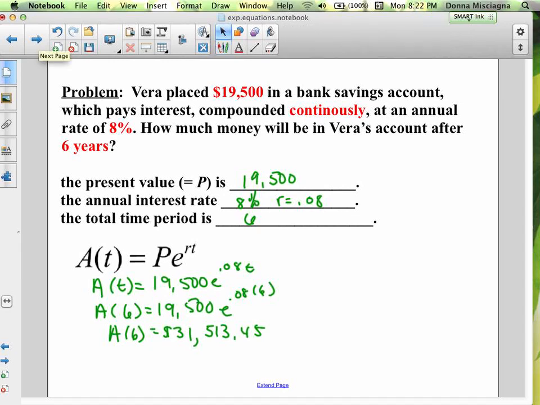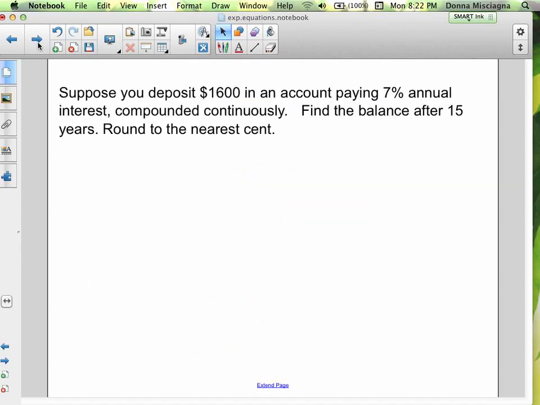One last problem, and this one is in your notes. Any day now. Last one. Suppose you deposit $1,600 in an account paying 7% annual interest compounded continuously. And by the way, it'll always be annual interest. Otherwise, you're dealing with a loan shark. If you're owing the money, it's a loan shark. And if they're giving you the money, wow, that's pretty good. But it's always going to be annual. Find the amount after 15 years and round to the nearest cent.